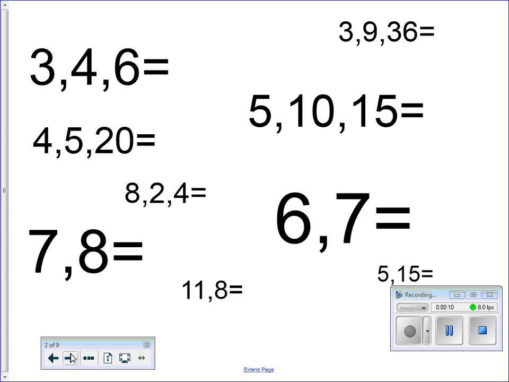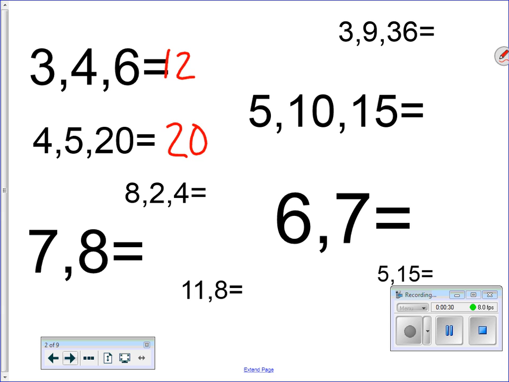So up on the screen here, I have a whole bunch of numbers, and I want you to find common denominators for each set. So for 3, 4, 6, what would be a common denominator that we could use? Well, they all can go into 12, right? So 12 would be a good number to use. What about 4, 5, and 20? They can all go into 20.